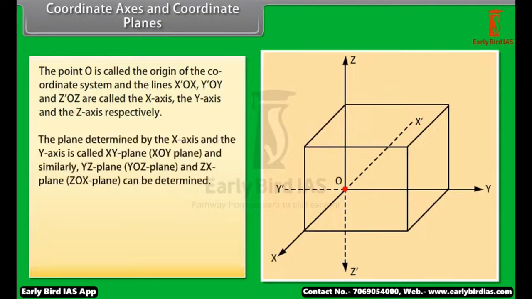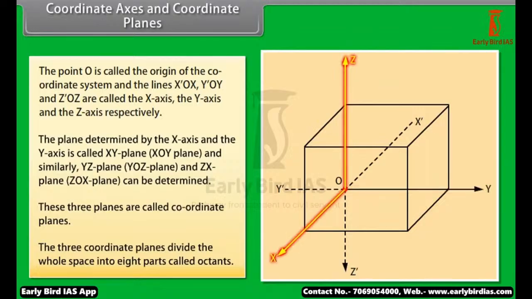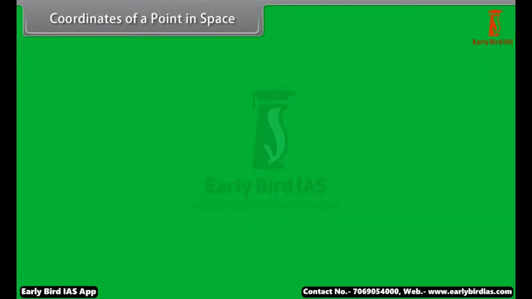The plane determined by the x-axis and the y-axis is called xy plane, that is, XOY plane, and similarly YZ plane, that is, YOZ plane, and ZX plane, that is, ZOX plane can be determined. These three planes are called coordinate planes. The three coordinate planes divide the whole space into 8 parts called octants.